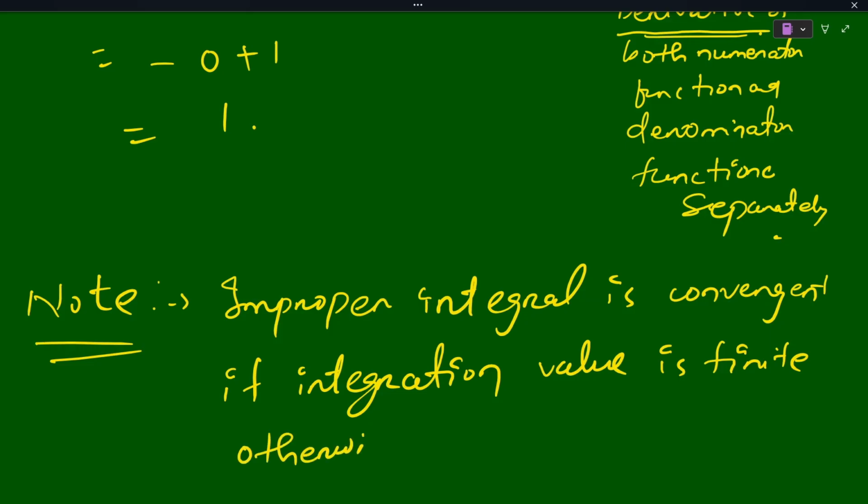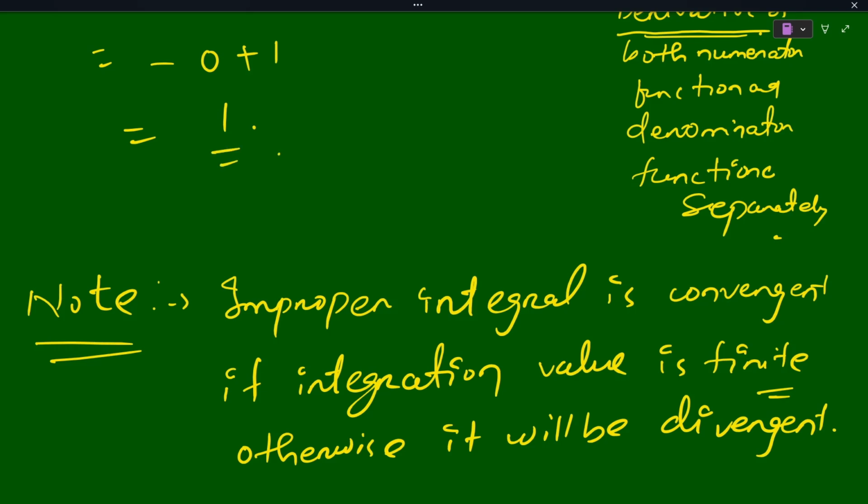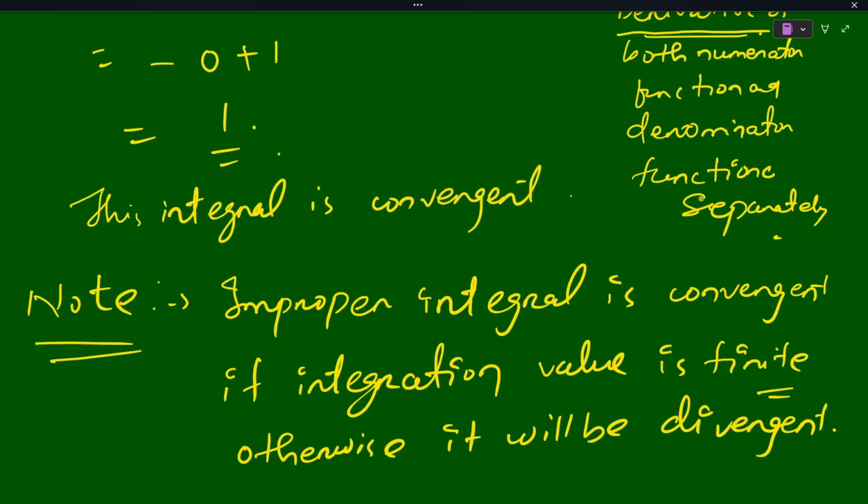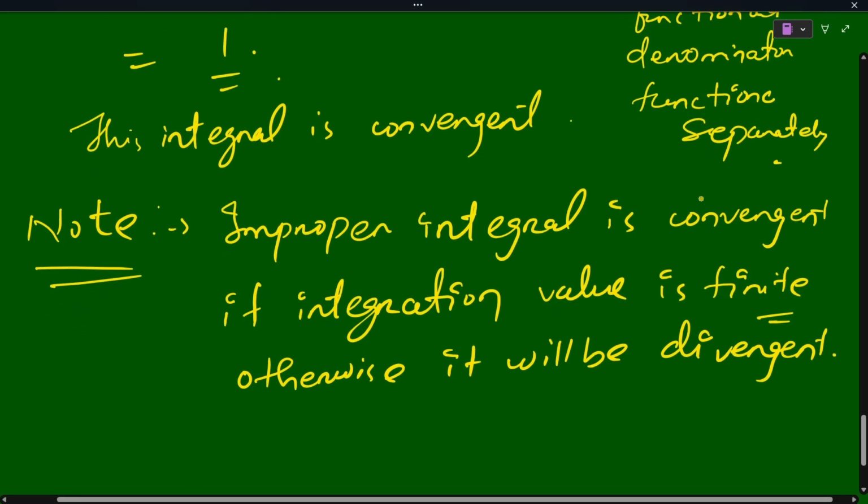Otherwise it will be divergent. Okay, so see, what is the integration value here? Here this value is 1. So for this reason we will say that this integral is convergent. Instead of 1, if suppose in some question I find that the integration value is infinite or minus infinite, then I will say that this integration is divergent.